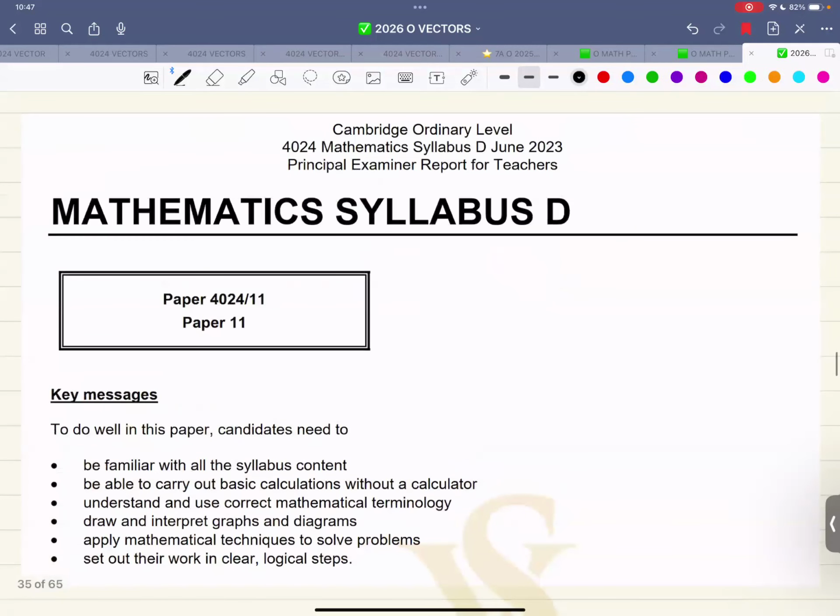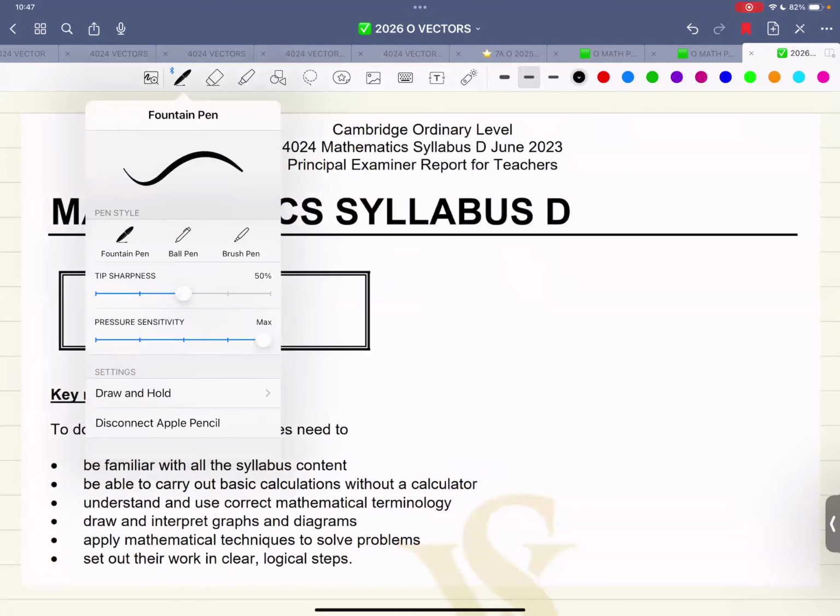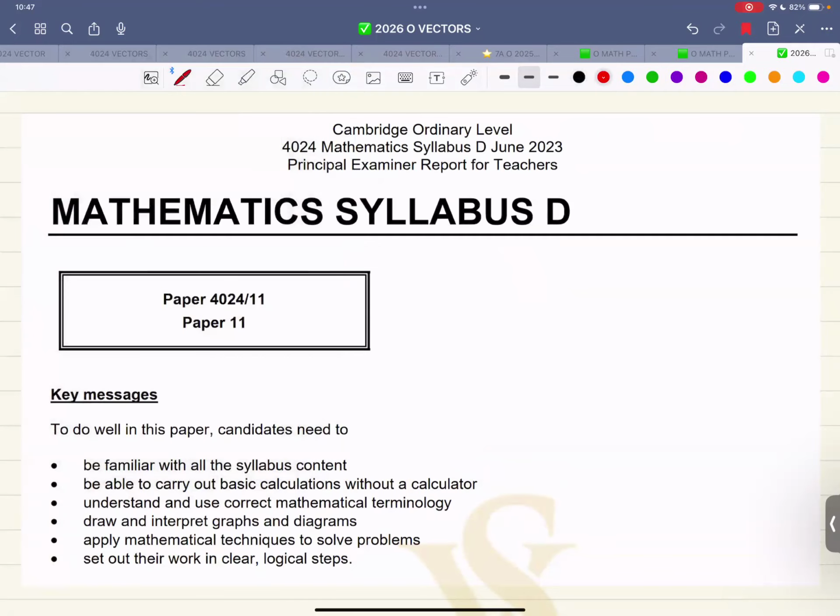Now, before we proceed, there are two things that the examiner gives us. One is called MS, that is mark scheme, which in O-level maths is very, very short.